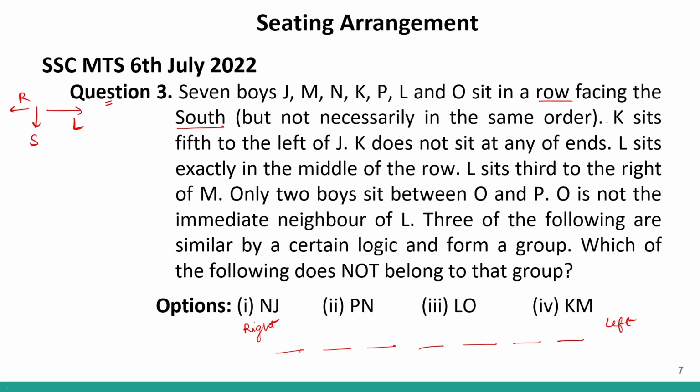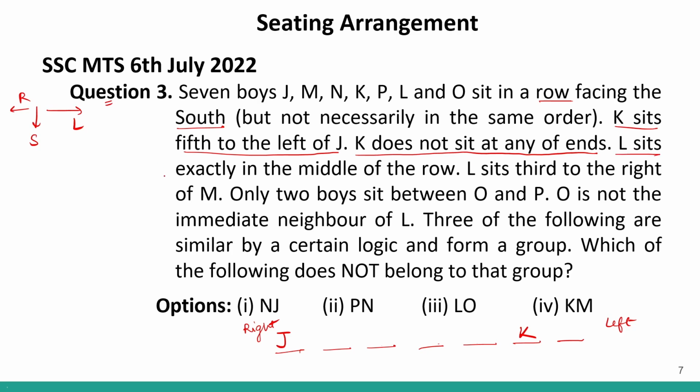Now, coming to the data. The data says K sits fifth to the left of J. So K is sitting basically fifth to the left. 1, 2, 3, 4. J is over here. Fifth to the left. 1, 2, 3, 4, 5. K is sitting fifth to the left. And it is given to us that K does not sit at any of the ends. So this is wrong. Correct? This is wrong. So if I place J over here, fifth to the left will be 1, 2, 3, 4, 5. K will be over here. Correct? K will be over here because K does not sit at any of the ends.